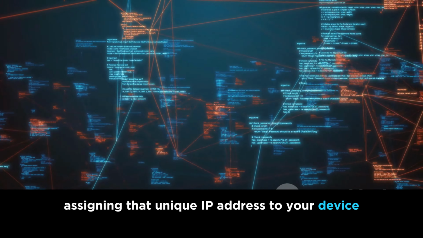Imagine the DNS as the internet's very own version of a telephone directory. But instead of phone numbers, it has IP addresses. You don't need to remember the complex numeric string that forms an IP address. You just need to remember the name of the website, and DNS does the rest.